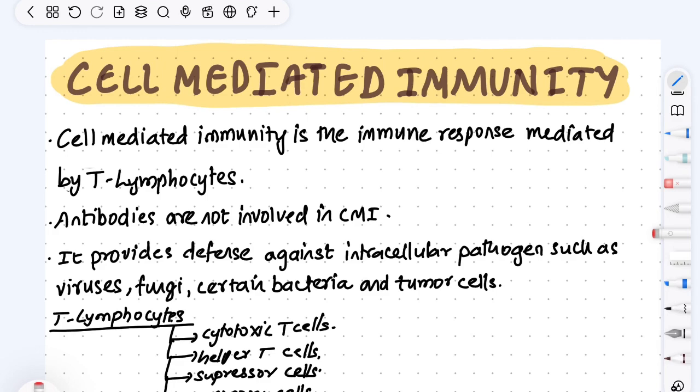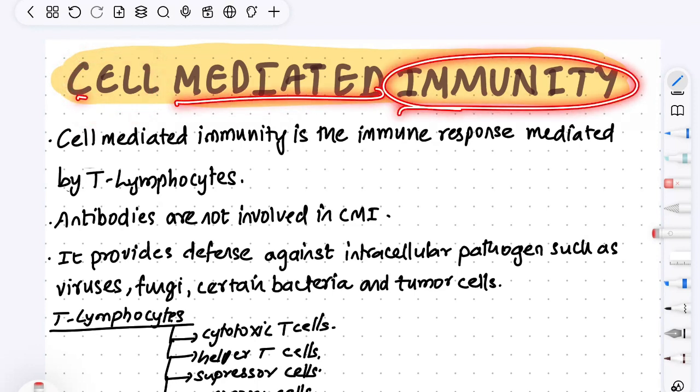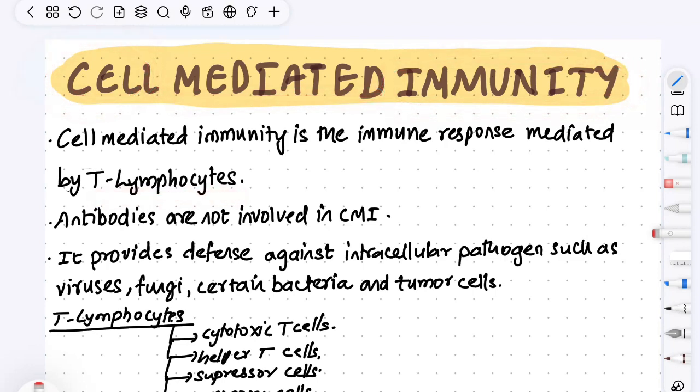In today's video, we are going to talk about cell-mediated immunity. As the name suggests, that is, immunity mediated by some cells. Now, what are these cells? These are T lymphocytes. So, obviously, cell-mediated immunity is the immune response mediated by T lymphocytes, and antibodies are not involved in cell-mediated immunity. Why are antibodies not involved? Because T lymphocytes are involved. So, there is no need of antibodies to generate an immune response.